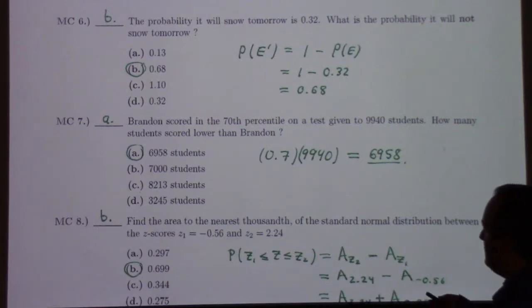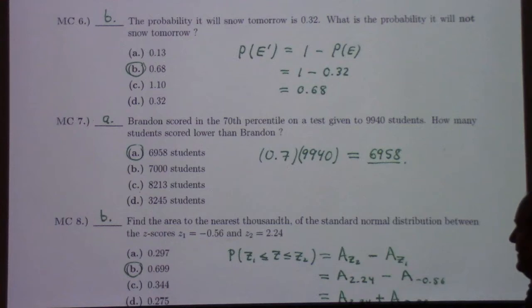Anyway, page 6 here. Probability it will snow tomorrow is 0.32. What's the probability it will not snow? So this is the complement probability formula, 1 minus the probability. And so we get 0.68 is the probability it will not snow, all right?